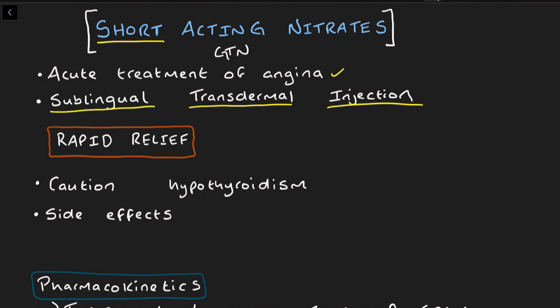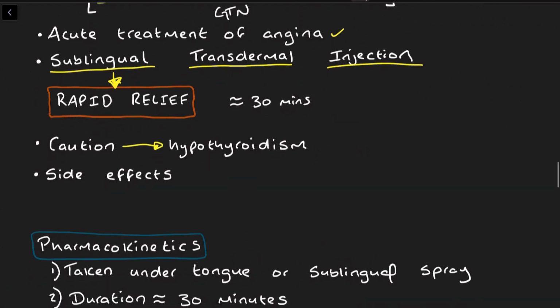The sublingual is the most effective in providing rapid symptomatic relief of angina, but it usually only lasts around 30 minutes. The good thing about this is that it bypasses the first pass metabolism, hence its short-acting property. The only caution of this is patients with hypothyroidism. Side effects include postural hypotension, throbbing headache, and tachycardia. These are some of the common side effects.